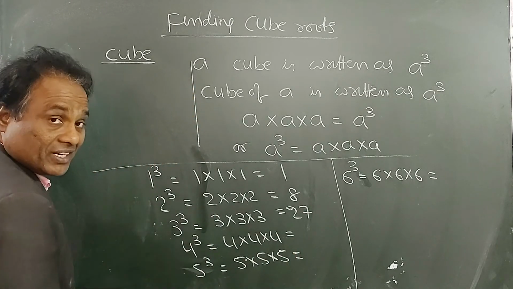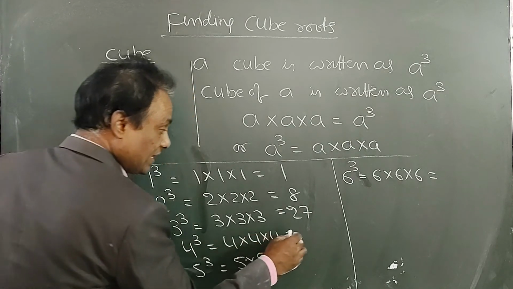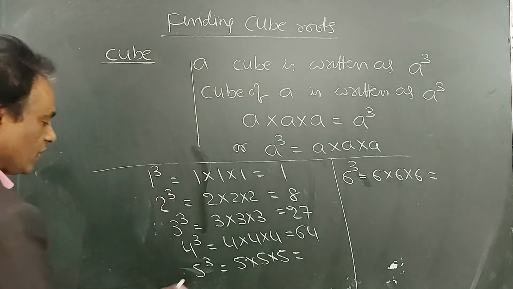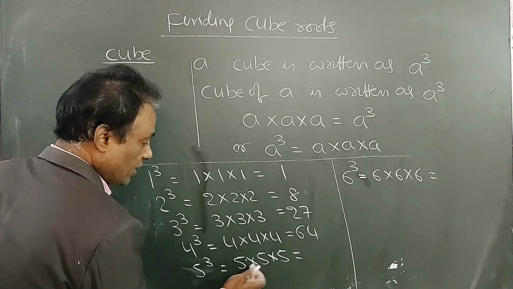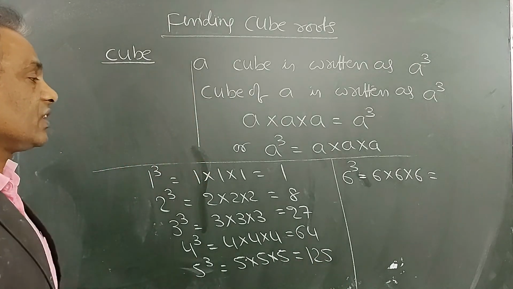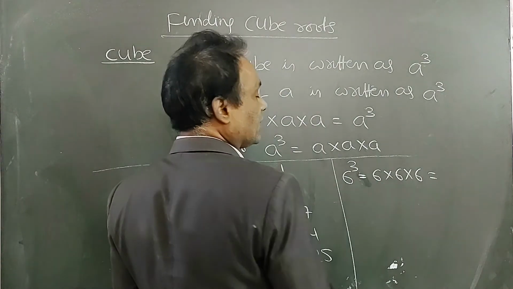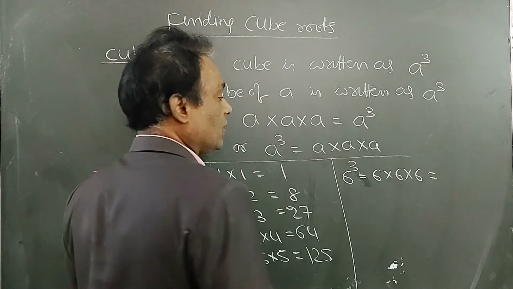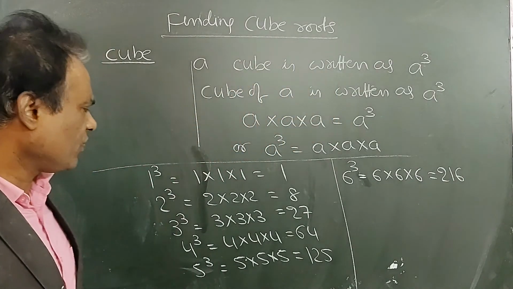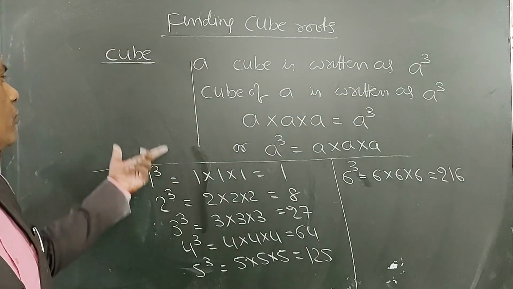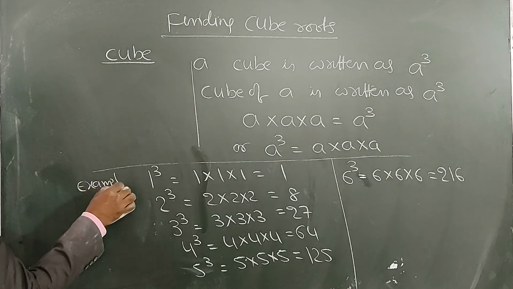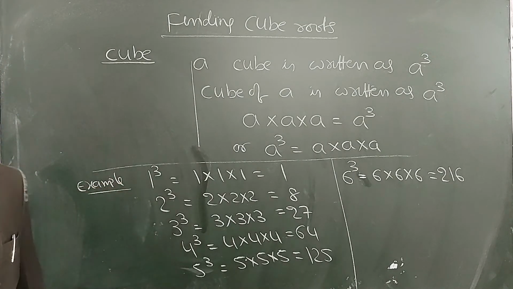4 cube is not 4 into 3. It is 4 into 4 into 4, 3 times. 4 fours are 16, 4 sixteens are 64. 5 cube is 5 into 5 into 5. 5 fives are 25, 5 twenty-fives are 125. 6 cube is 6 into 6 into 6. 6 sixes are 36, into 6 is 216. Like this, you can find the cube of any number. Write down the cubes of some numbers.